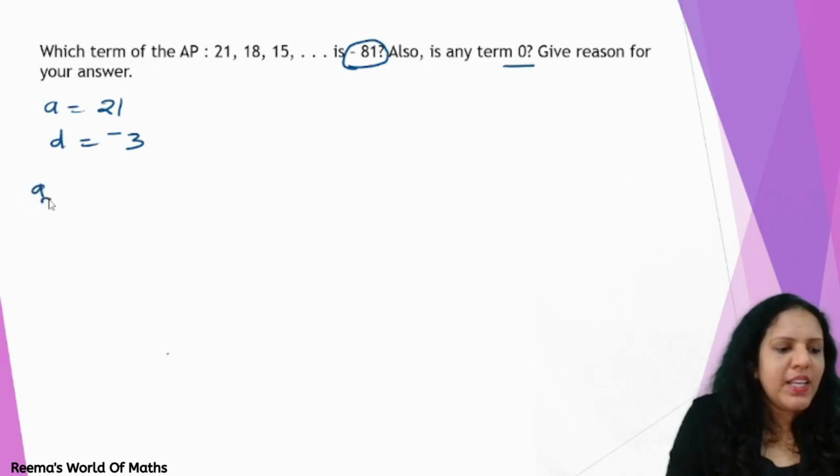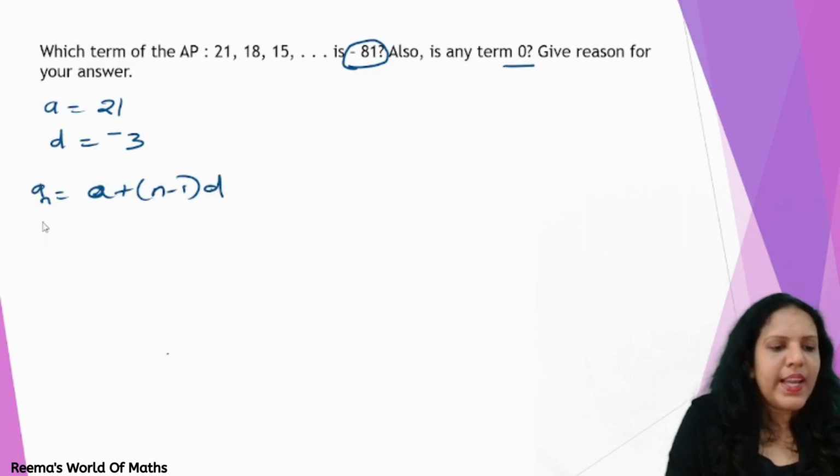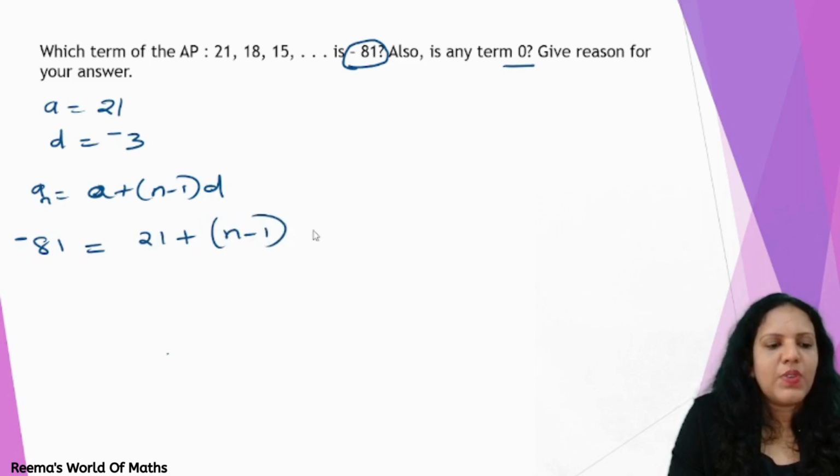So an equals 2a plus n minus 1 into d, correct? So we know what is an, the nth term, which is minus 81. Minus 81 equals a, which is 21, plus n minus 1. We don't know what n is. The common difference is minus 3.